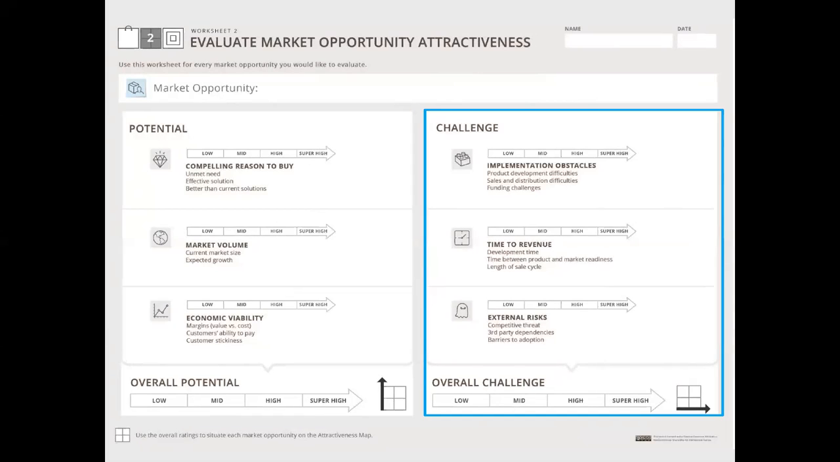The first one is the implementation obstacle, how difficult it is to develop and deliver the product and raise money to do that. The second factor is the time aspect until money starts flowing in. That looks at the time to develop the product, but also the readiness of the market itself. And the last factor is the external risk. What is it in the business environment that is not in our control, but can hinder our success? This includes competitive threat or dependencies on others, for example.